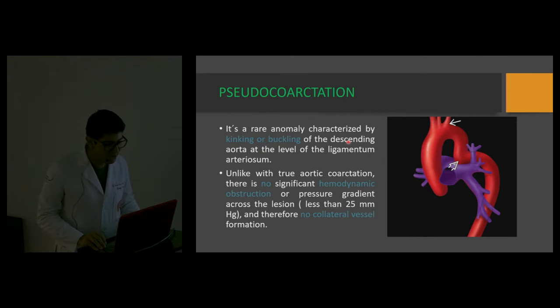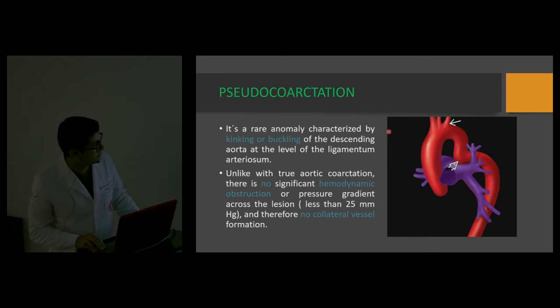Pseudocoarctation is a rare anomaly characterized by kinking and buckling of the descending aorta at the level of the ligamentum arteriosum. Unlike true aortic coarctation, there is no significant hemodynamic obstruction or pressure gradient across the lesion, less than 25, and therefore no collateral vessel formation. That is the difference from a true coarctation.